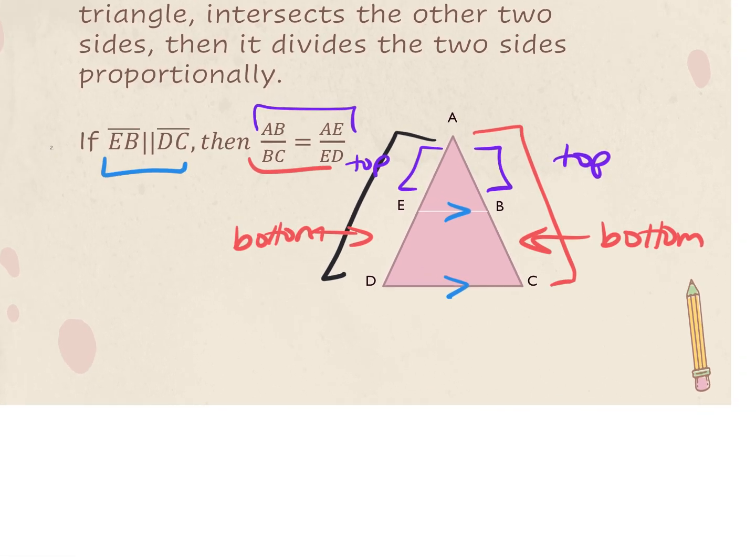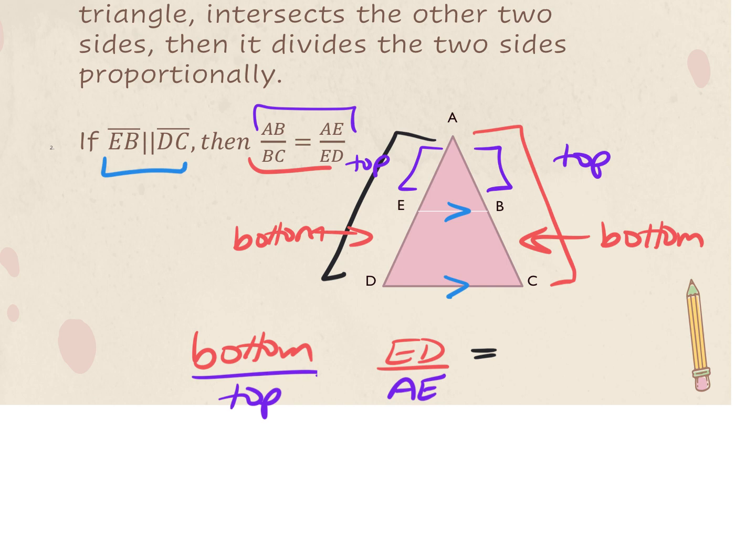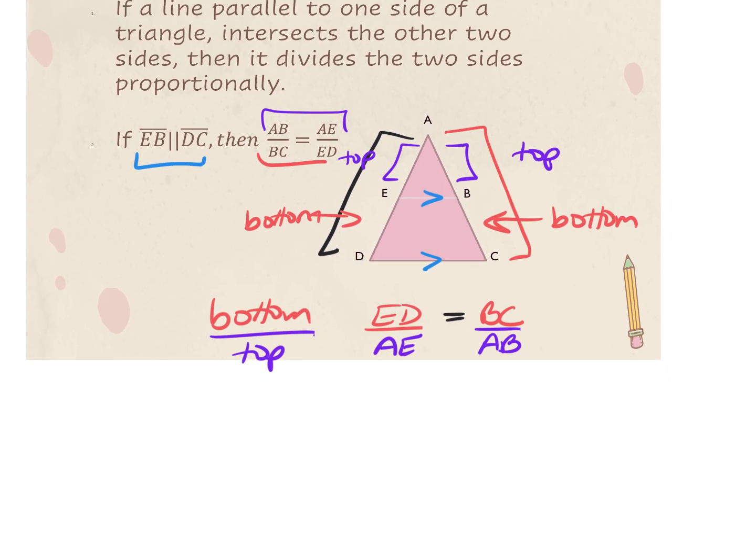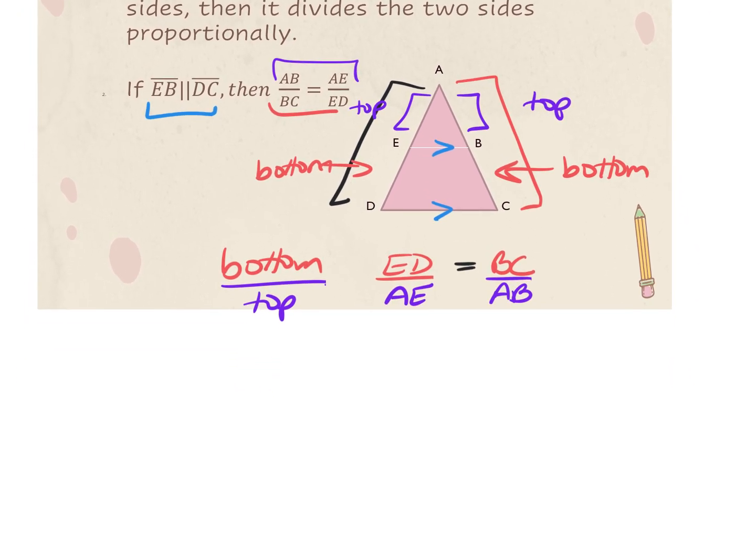Now, technically, what we can also do here is do the bottom piece over the top piece. So we could also set up our proportion and say that it doesn't have to be the right over left on the proportions because I'm not looking for a scale factor. So you could also do ED over AE, flip it, and then also show the other side, the BC, over the AB. Now, one thing to remember is, let me go ahead and redraw this triangle here.